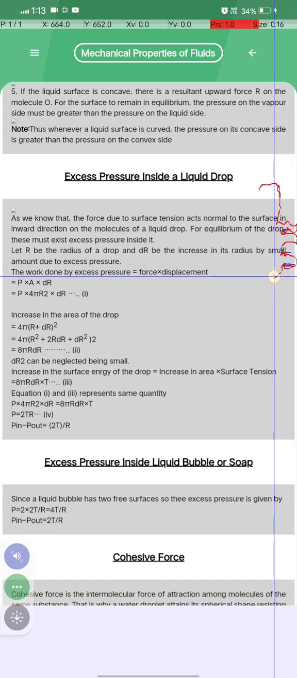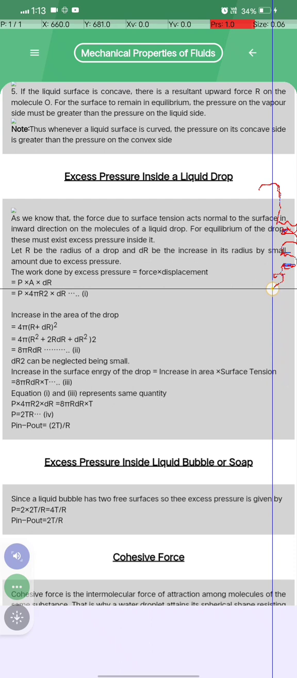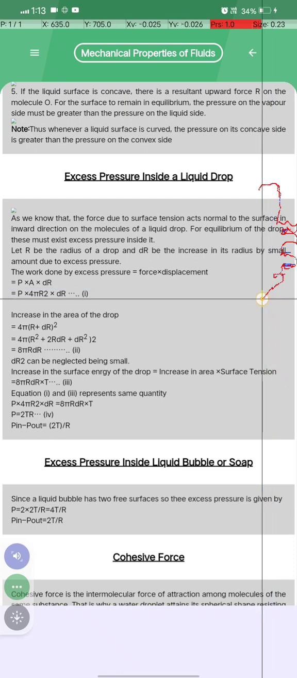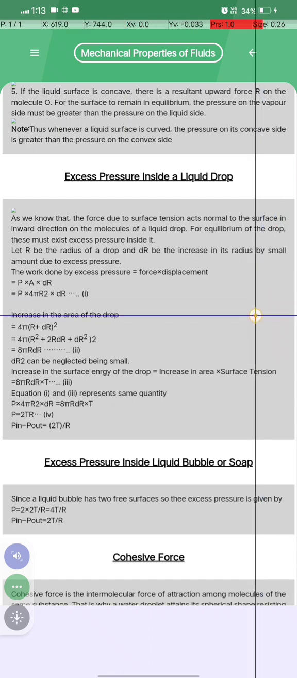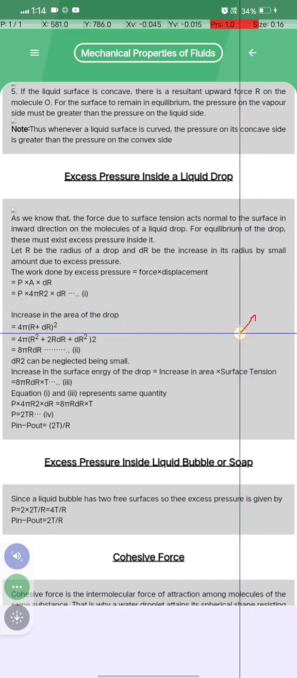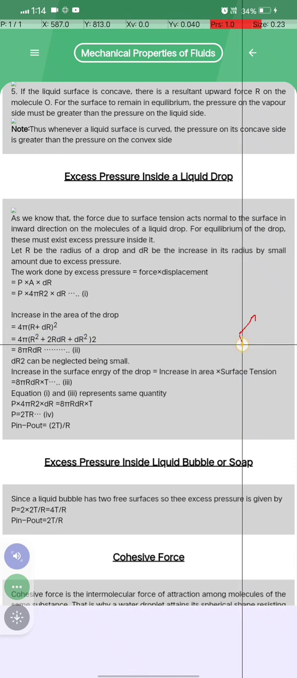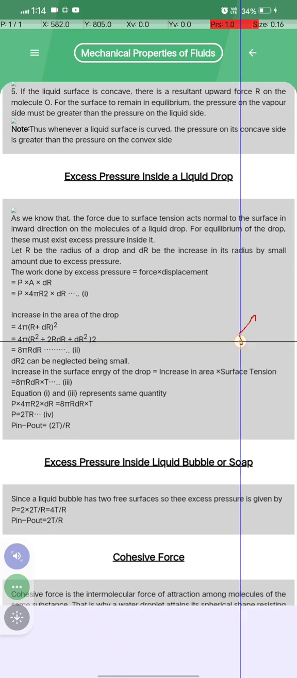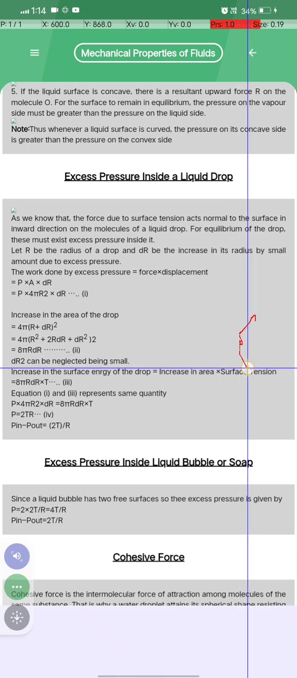The work done by the excess pressure is equal to force into displacement, P A dr, यानी P into 4 pi R square into dr. Equation first. Increase in the area of the drop is 4 pi ब्रैकेट में (R plus dr) का whole square, 4 pi (R square plus 2 R dr plus dr square) minus 4 pi R square, ब्रैकेट में बाहर 2 dr. Final answer आएगा 8 pi R dr, यानी कि equation second.